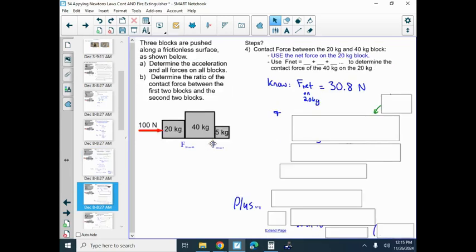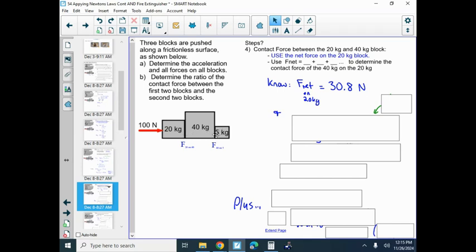So the next one, the contact forces, let's go to the 20 kilogram block next, because we have information about it. We have the 100 directly on it. We don't know this force, right? I think we could probably get it next, but it's just a sequencing of things. We couldn't start with the 40 originally because we don't know either of these forces.